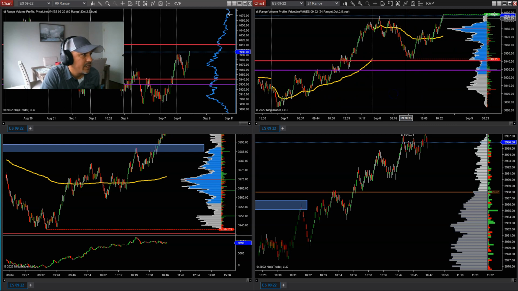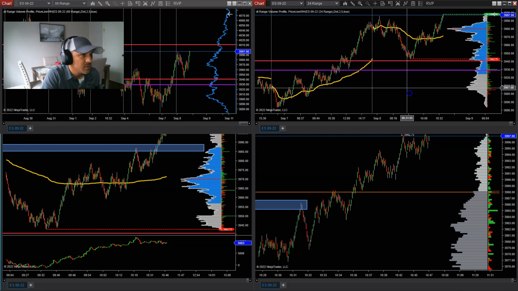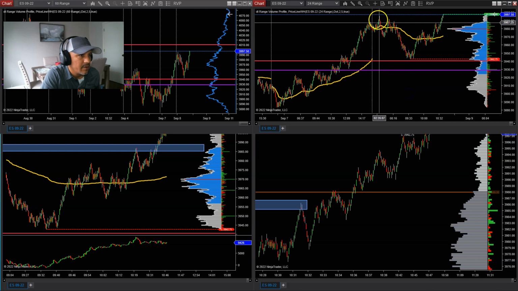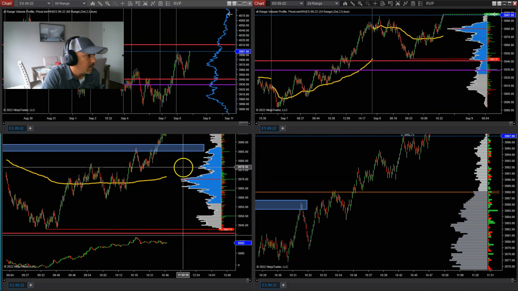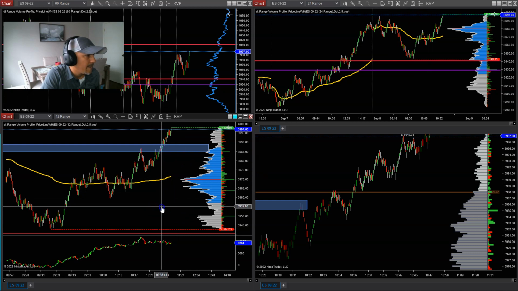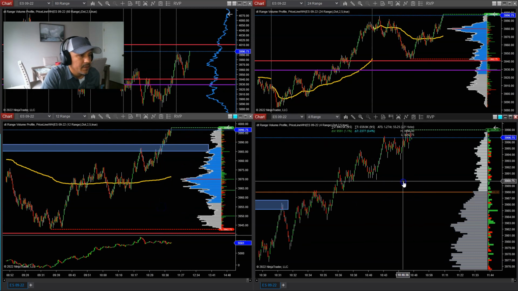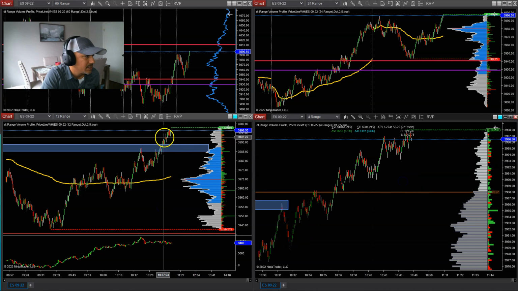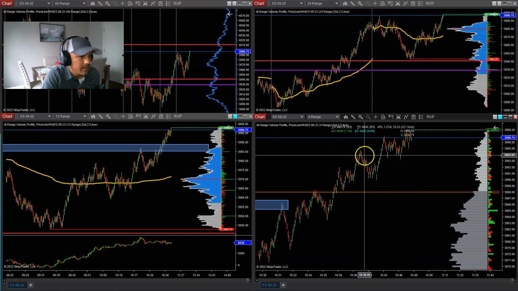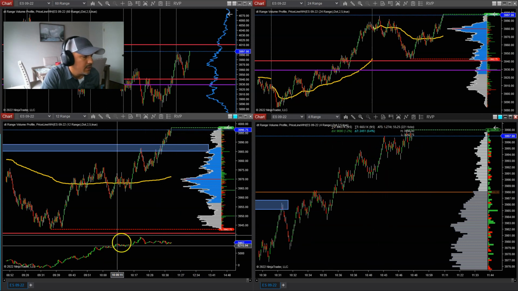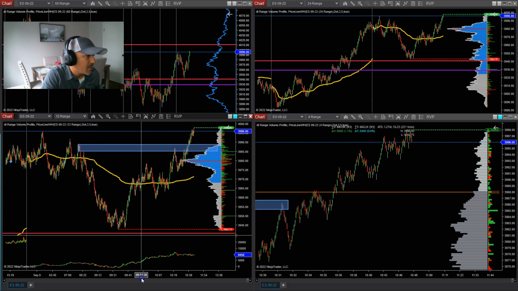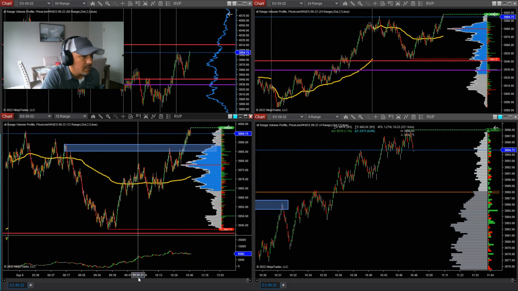So price has broken that area. You can see it even on the 24 range, that high right here, pullback, it broke this high here. So, all right. This was just a little pullback to this small area right here. You can see on the 4 range chart, price is moving sideways right now. It's ranging, so I'm gonna stand down.